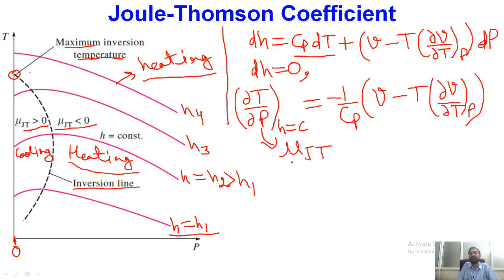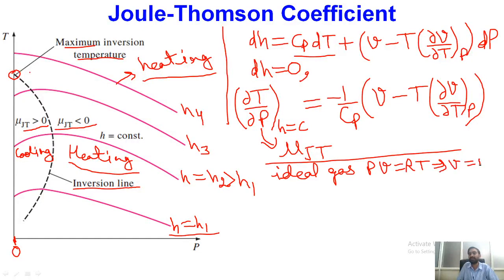Now let us consider that we have an ideal gas. We already know for an ideal gas, PV will be equal to RT, and from this we find that V is equal to RT by P. Now if I substitute this formulation over here, del V by del T becomes R by P, and we have one T over here, and RT by P once again becomes equal to the specific volume. So specific volume minus specific volume, ultimately I find that for an ideal gas, the value of Joule-Thomson coefficient is equal to zero.